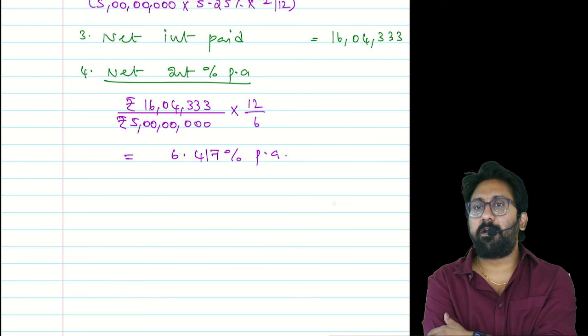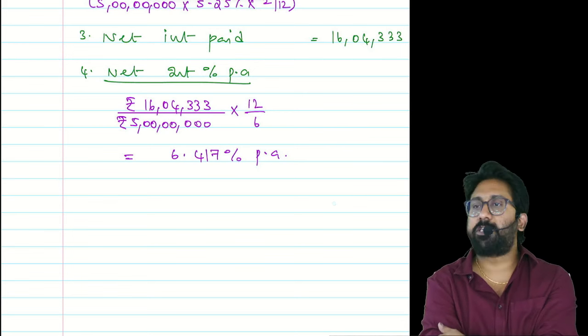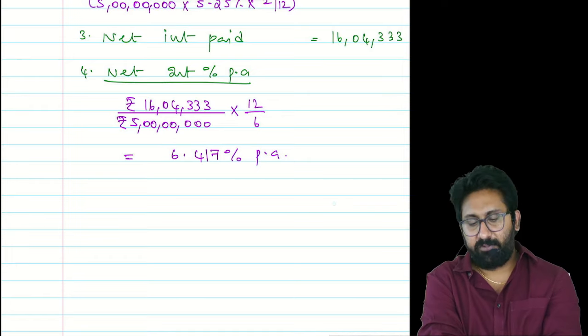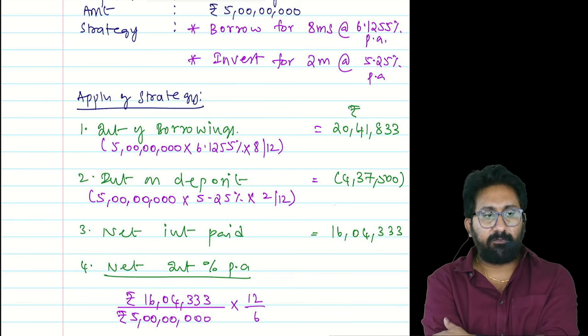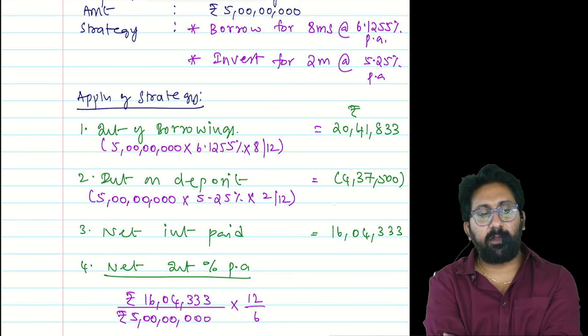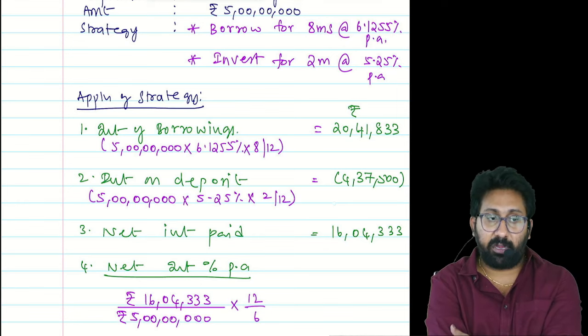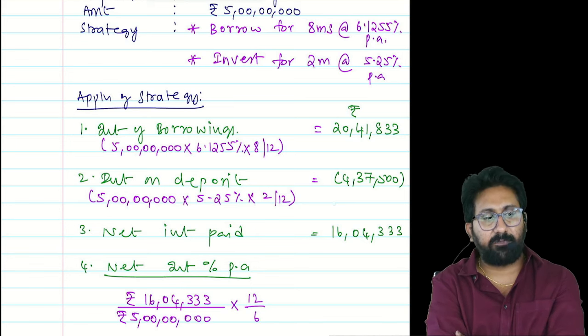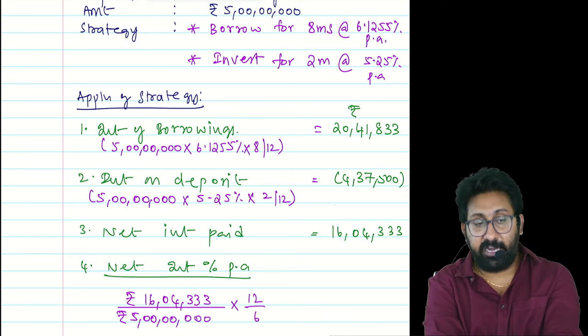Tell me what we completed now. Now I will ask one question, answer. First answer my question. We borrowed how much amount here? 5 crore. On that how much interest we paid for 8 months? Amount I am asking. 20,41,000. Okay. How much deposit we got? 4,37,500 interest on deposit we got. Net interest how much you are paying?